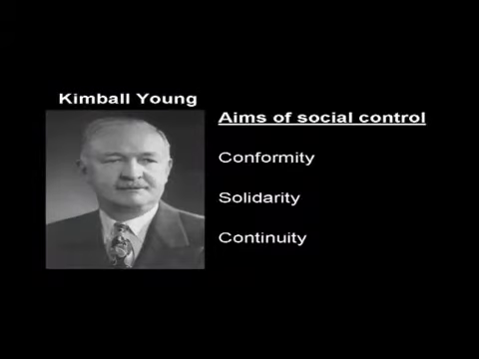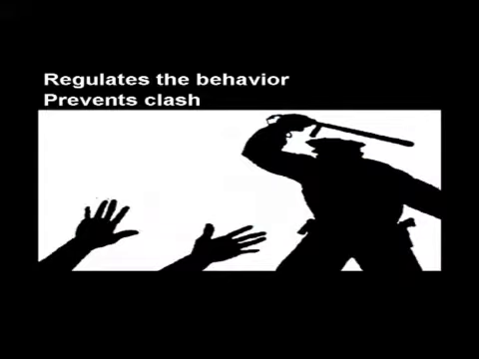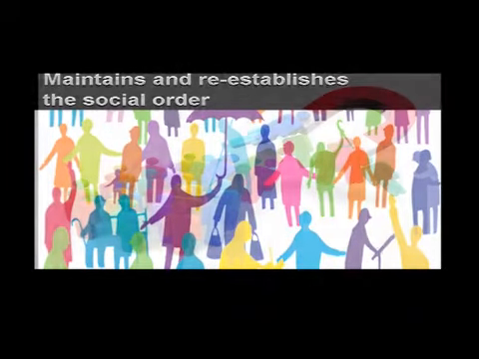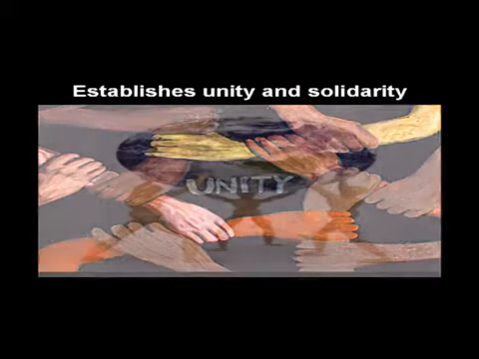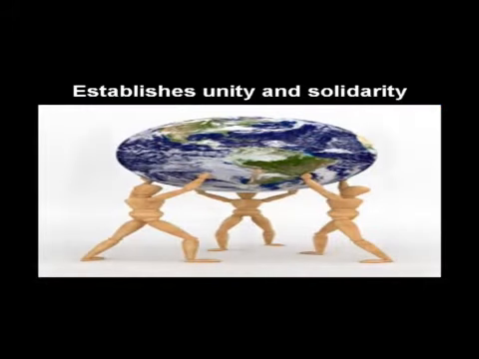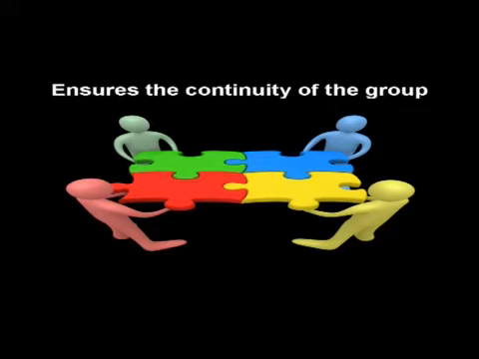Kimball Young in 1942 listed out the aims of social control as to bring about conformity, solidarity and continuity of a particular group or society. On the basis of his explanations, the main objectives of social control can be presented. 1. Social control tries to regulate the individual behavior and prevent clash in the society. 2. It maintains and re-establishes the social order. 3. Social control is found to establish unity and solidarity among the members of the society. 4. It helps to ensure the continuity of the group or the society as a whole.